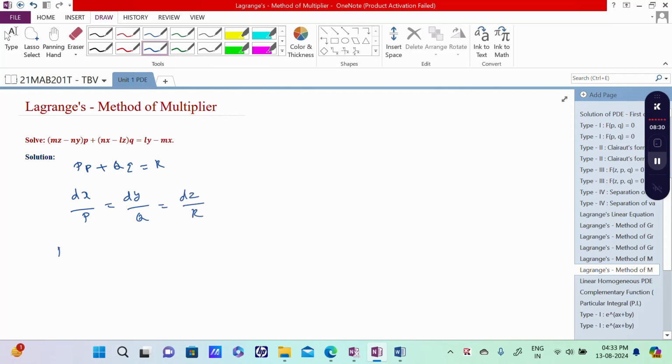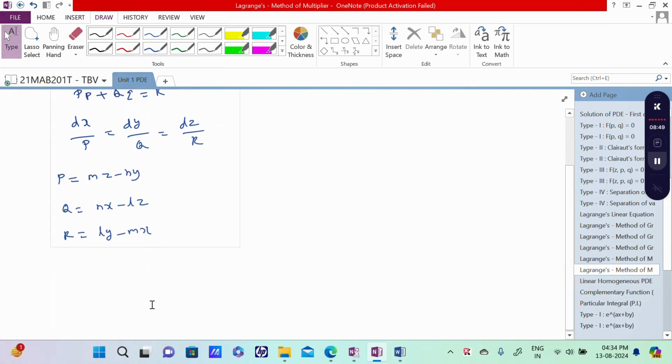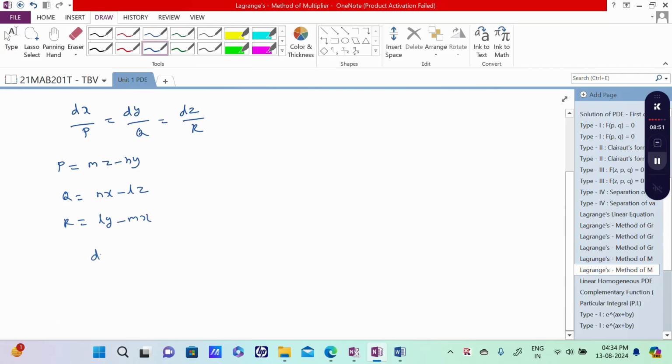Now what is the P value? Just look at the given problem. Whatever the value is near small p, all those values are capital P. Therefore capital P is mz minus ny, capital Q is nx minus lz, and capital R is ly minus mx. These are the capital P, Q, R values. So dx divided by mz minus ny equals dy divided by nx minus lz equals dz divided by ly minus mx.